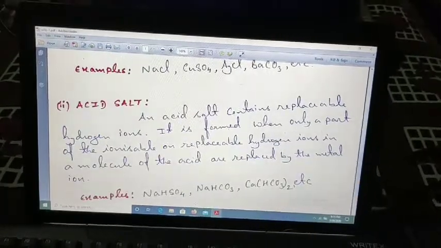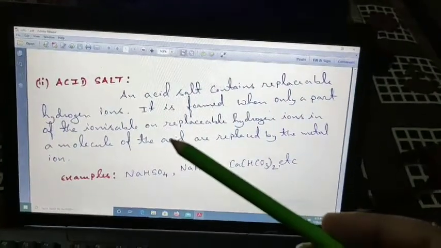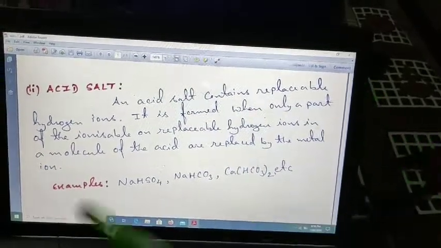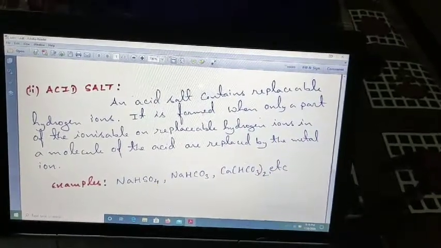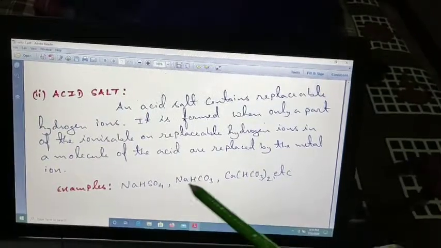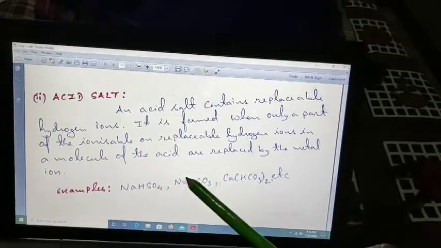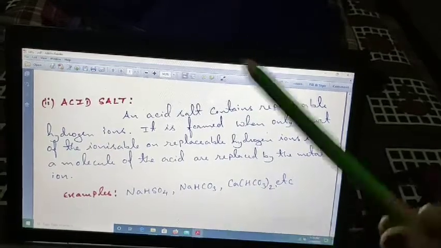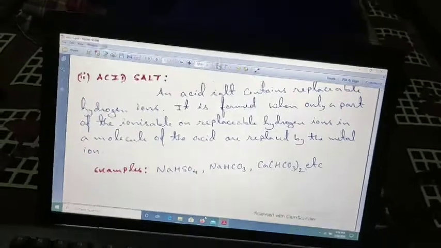Then the second type of salt is acid salt. An acid salt contains replaceable hydrogen ion. It is formed when only a part of the ionizable or replaceable hydrogen ions in a molecule of the acid are replaced by metal ions. For example, we have sodium bisulfate, sodium bicarbonate and calcium bicarbonate. In this case we have a replaceable hydrogen. Over here we have one hydrogen, and over here one hydrogen. Such kind of salt is called acid salt.